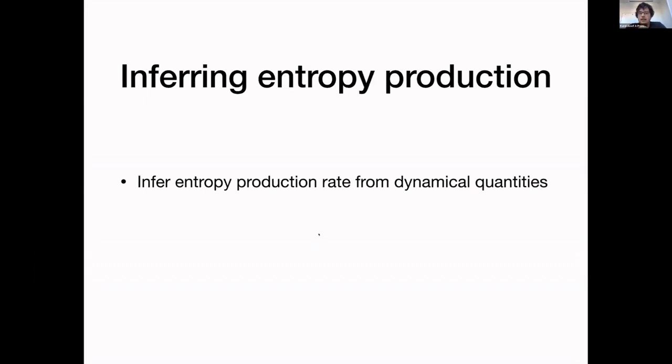Essentially, the idea is that you observe some dynamical system, like some molecular motors inside an environment, and you observe the dynamic quantities, but you do not directly observe how much entropy is being produced inside the system. And then the question is, to what extent can you infer from these dynamic quantities, from the information that you get, the amount of entropy that's being produced?